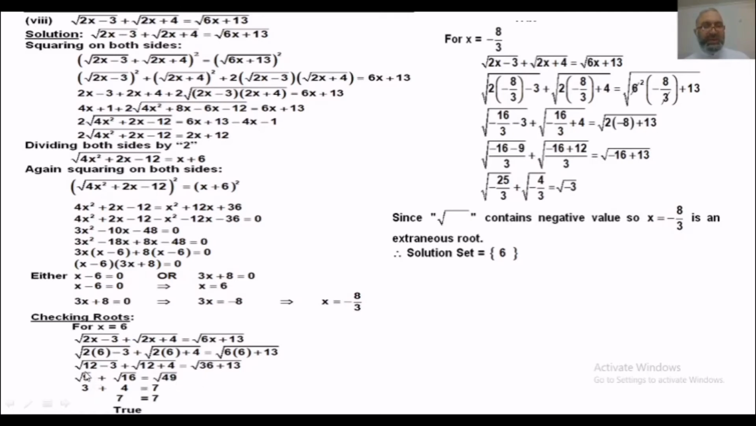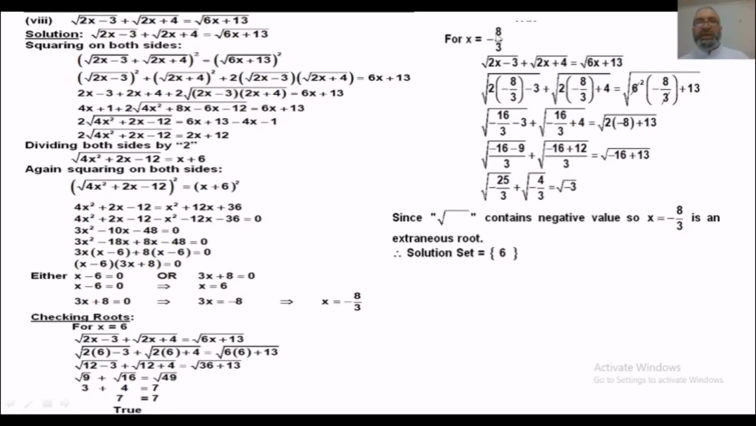Opening the square roots, 9 gives square root 3, 16 gives square root 4, and on the right side 49 gives square root 7. So adding these two, 3 plus 4, 7 is equal to 7, true. This means x is equal to 6 is the solution set. That is a true result. Next, for checking the next root, for x is equal to minus 8 by 3.